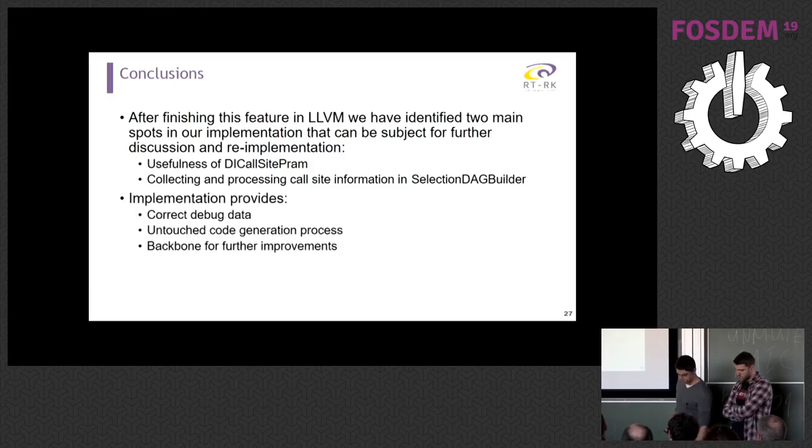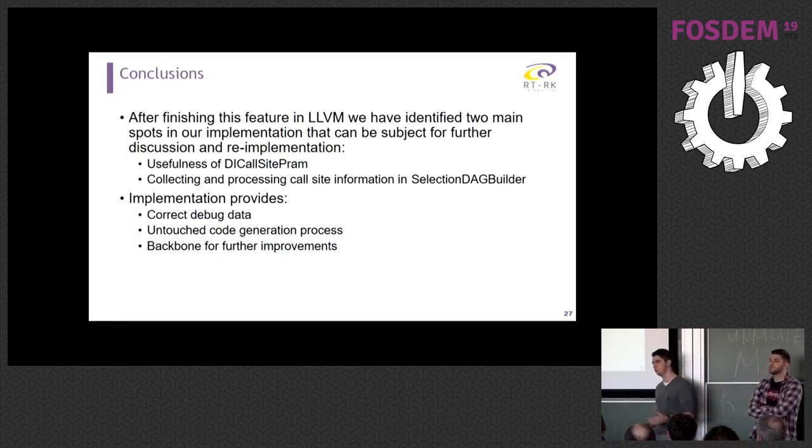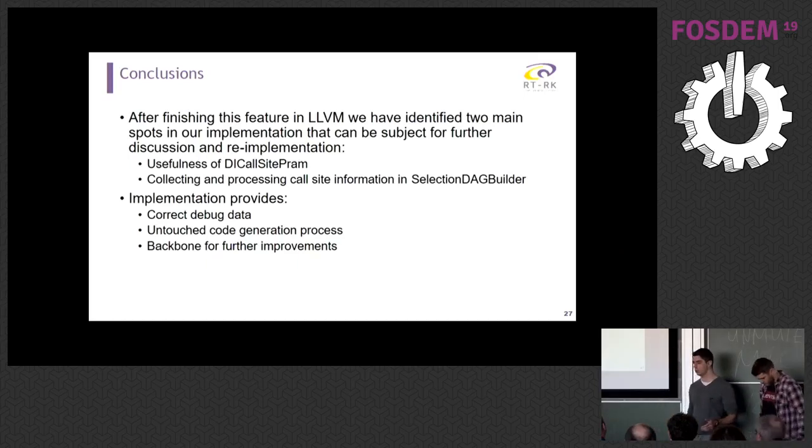And what does our implementation provide? It provides, most importantly, correct debug data. We tried to be as strict as we could in order to achieve this. Also, our measurements showed that we didn't touch the code generation process. And this is important because our implementation takes part through the whole compilation pipeline.